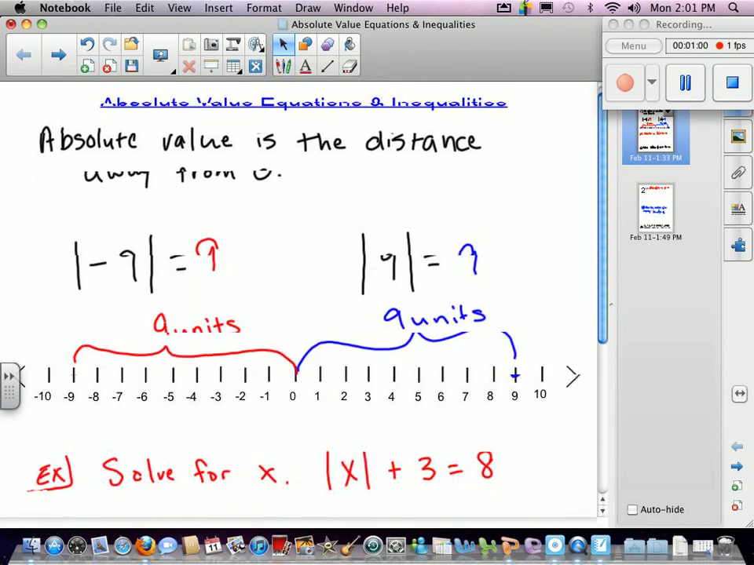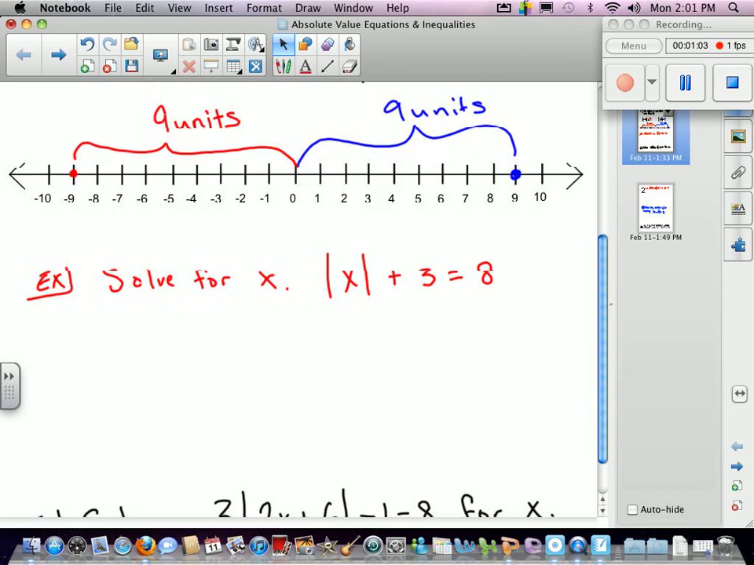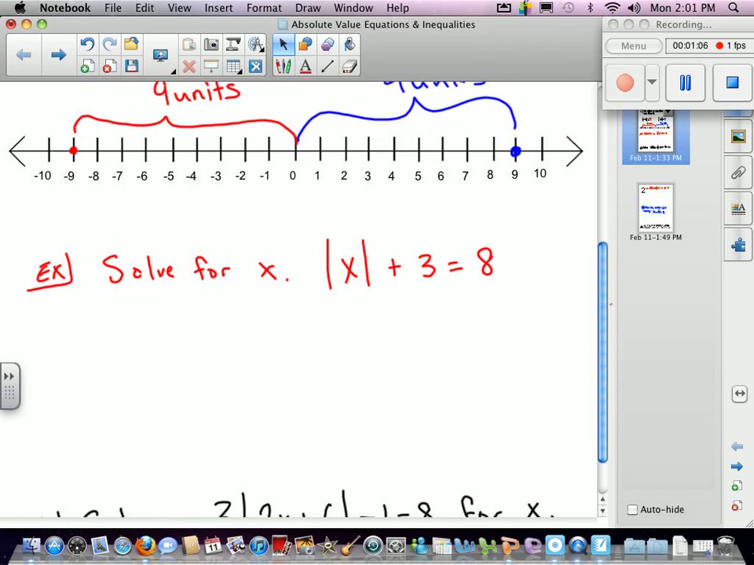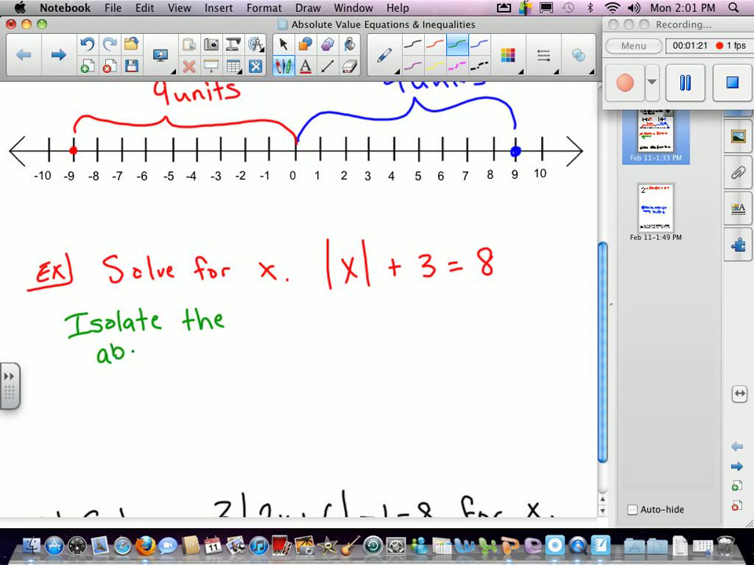If we take a look at some more examples, a little bit more complex. In this first example, we have the absolute value of x plus 3 is equal to 8. When we're solving a problem like this, we're going to go ahead and isolate the absolute value. Okay? So let's make sure we put that down, isolate the absolute value. When I say isolate the absolute value, what I mean is get the absolute value by itself first. Okay, so we're going to do that by subtracting 3 from both sides. We would have the absolute value of x is equal to 5.